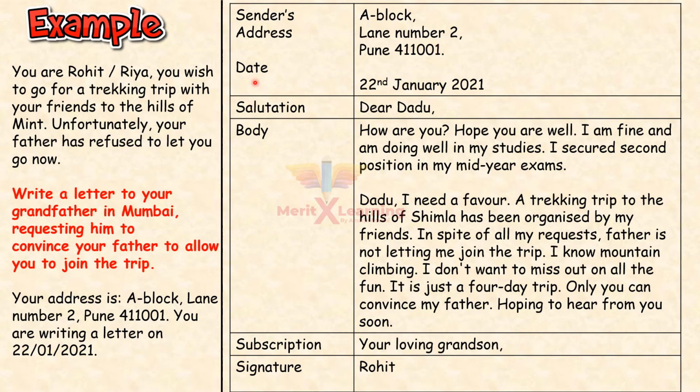Below the sender's address comes the date. Remember, the date always is written in full. So in the question, the date is given as 22/01/2021. But you will write the date as 22nd January 2021. Then the salutation. You are writing a letter to your grandfather. So you can write Dear Dadu or Dear Dadaji or Dear Nanaji. Grandfather can be Dadu or Nanaji, anyone. Or you can just write Dear Grandfather. Then comes the body of the letter.